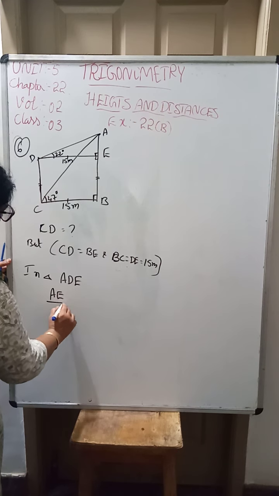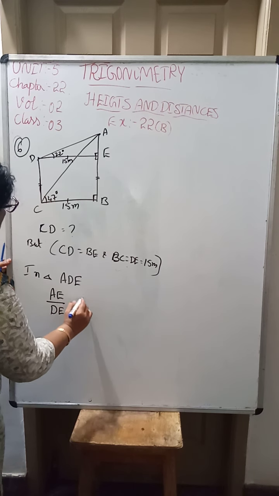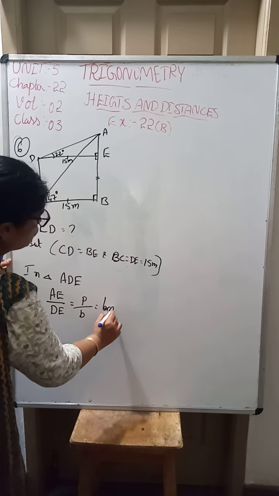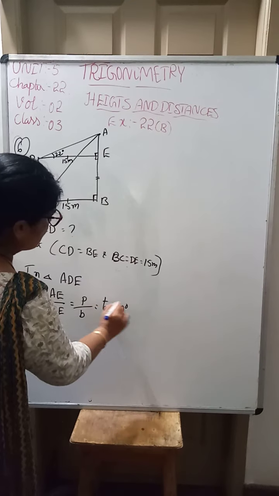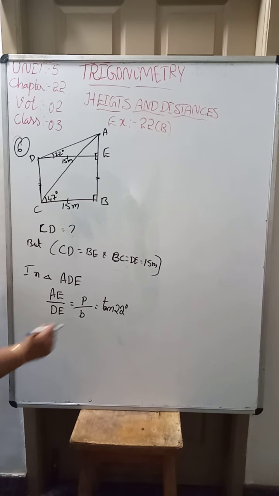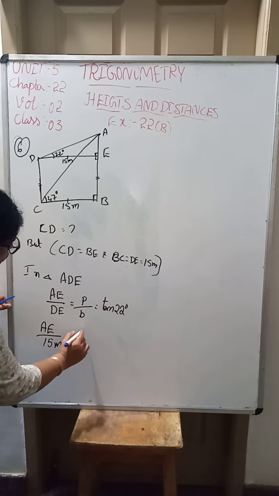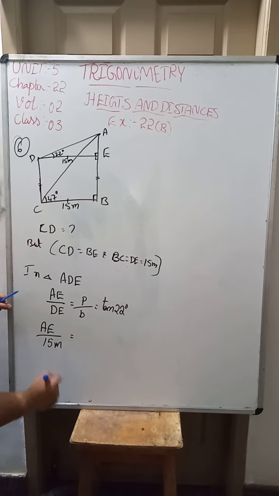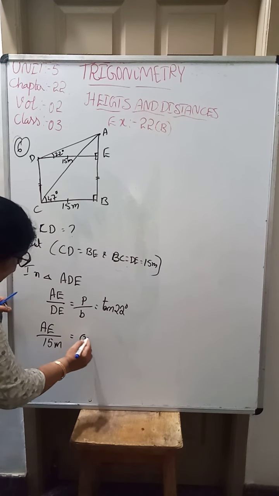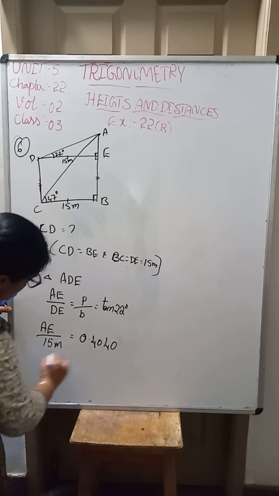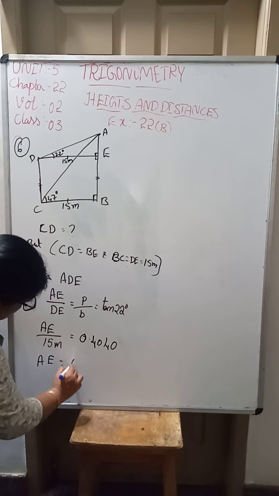AE by DE, AE is perpendicular and DE is base. That is tan 22 degree, the reference angle is 22 degree, perpendicular by base, so we will consider it as tan 22 degree. AE divided by DE, which is 15 meter, is equal to tan 22 degree. If you go through the clark table, you will get the value. Tan 22 degree is 0.4040.